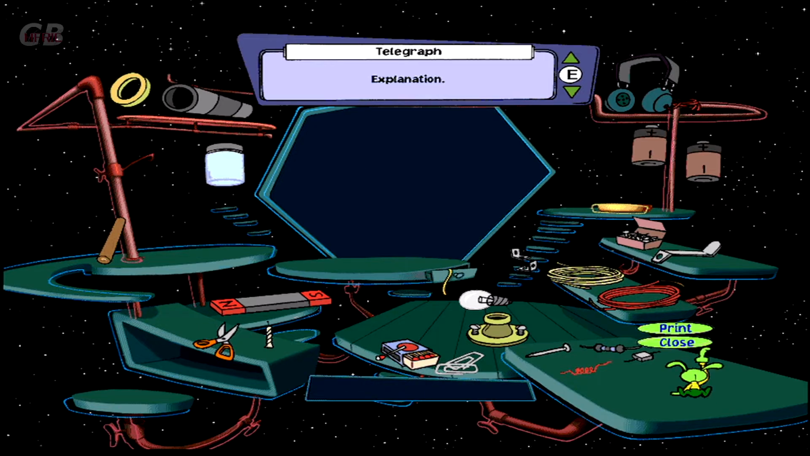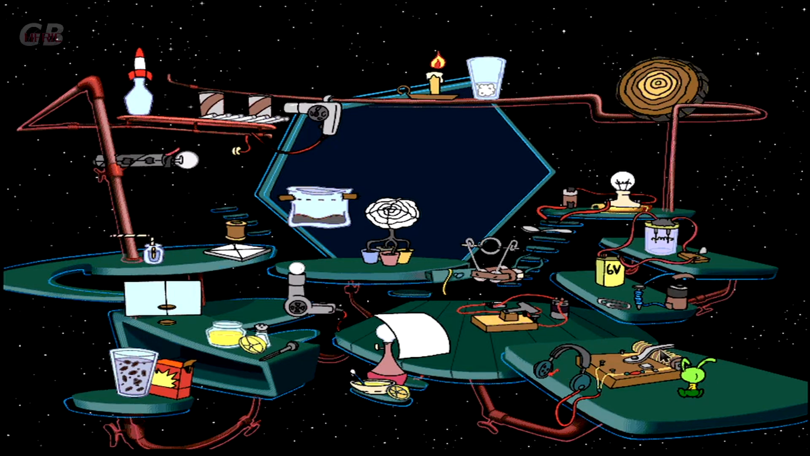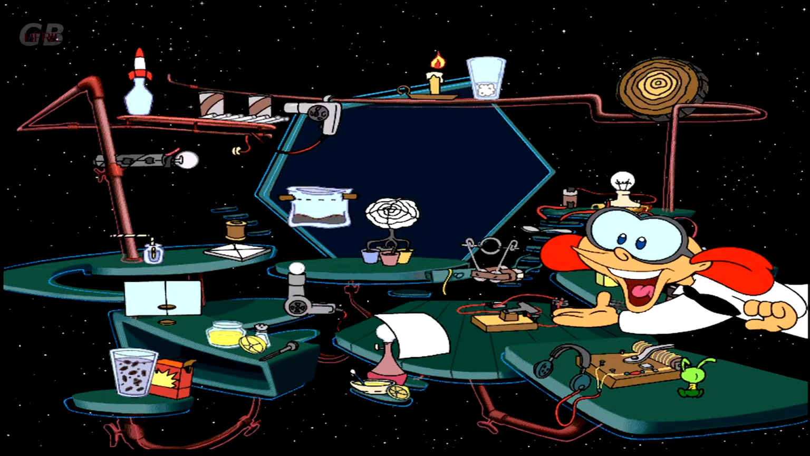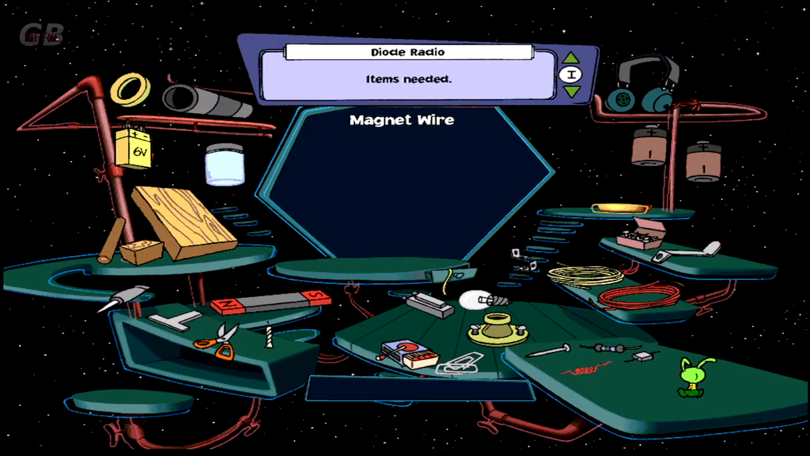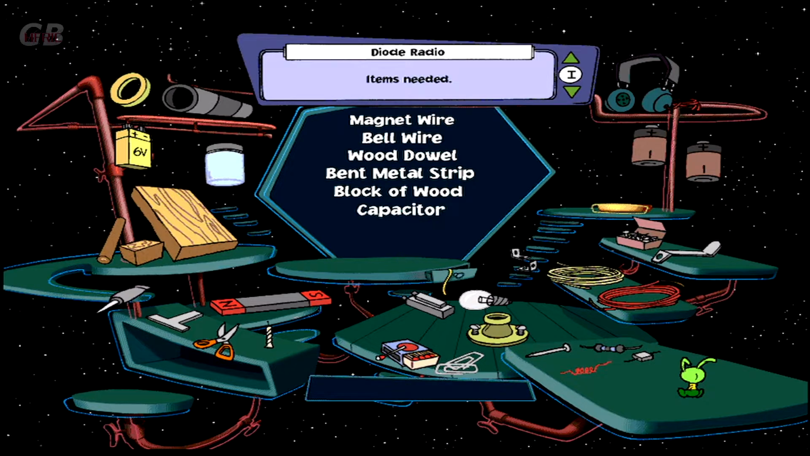To try another experiment, diode radio. A diode radio? That sounds like a winner to me. You're going to need magnet wire, bell wire, a wooden dowel, a bent piece of metal, a block of wood, a mica capacitor, a germanium diode, and L brackets.